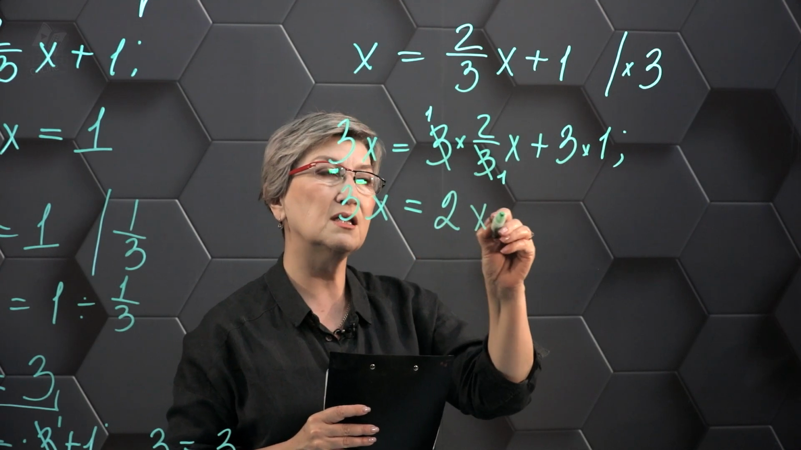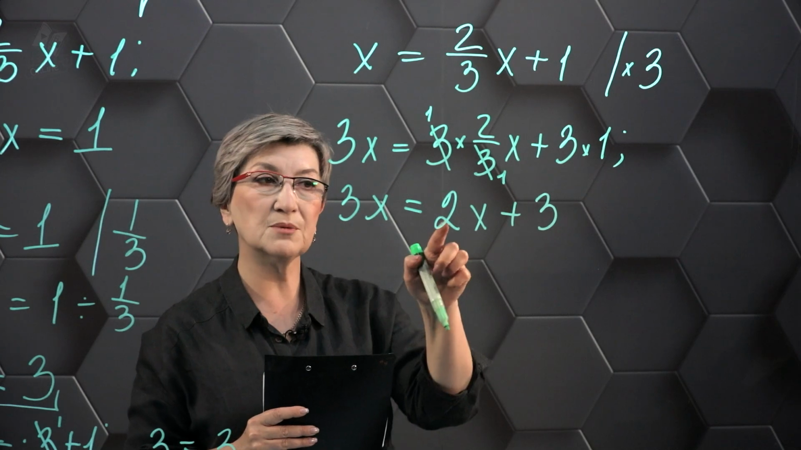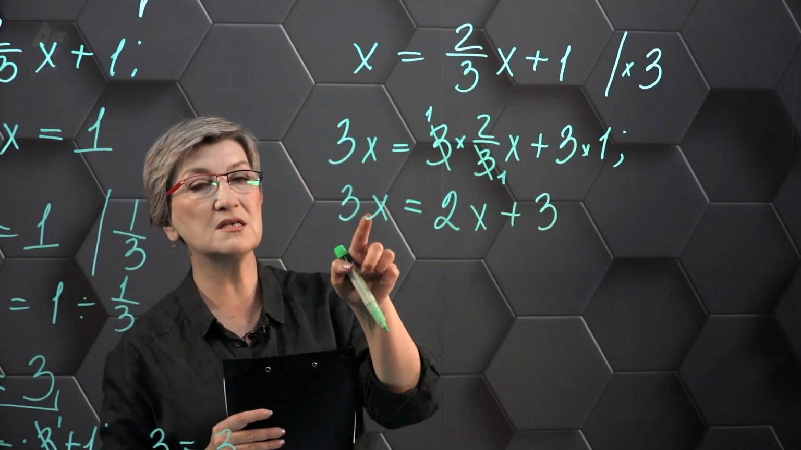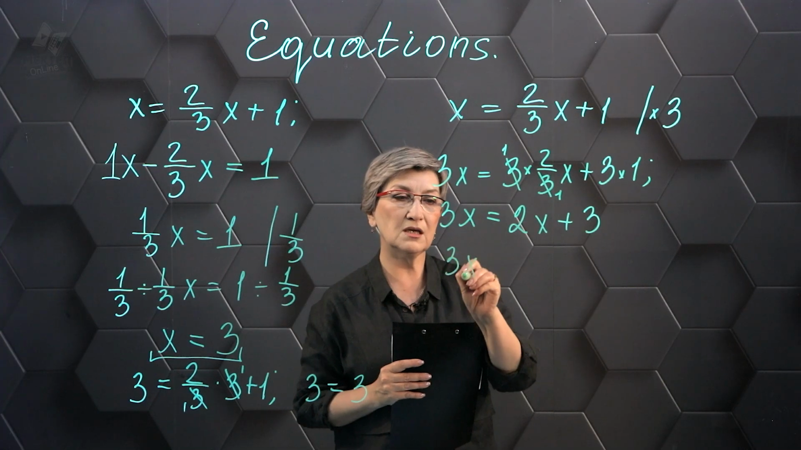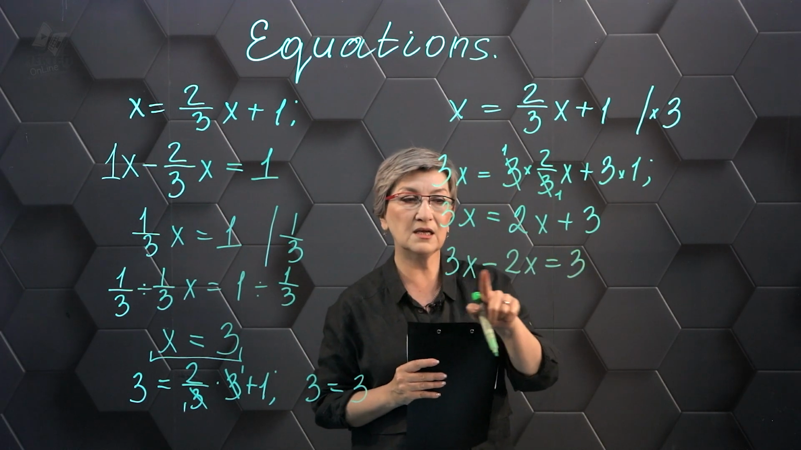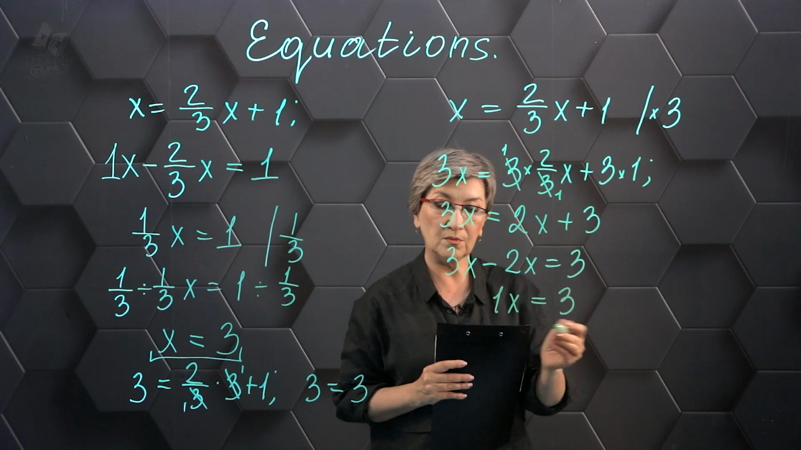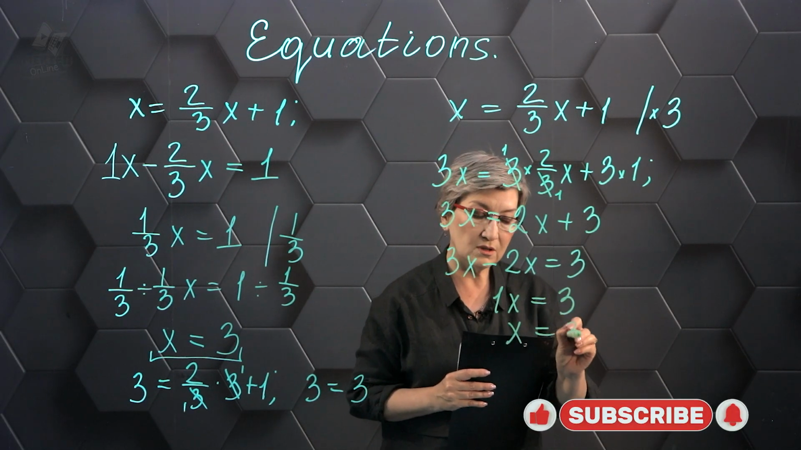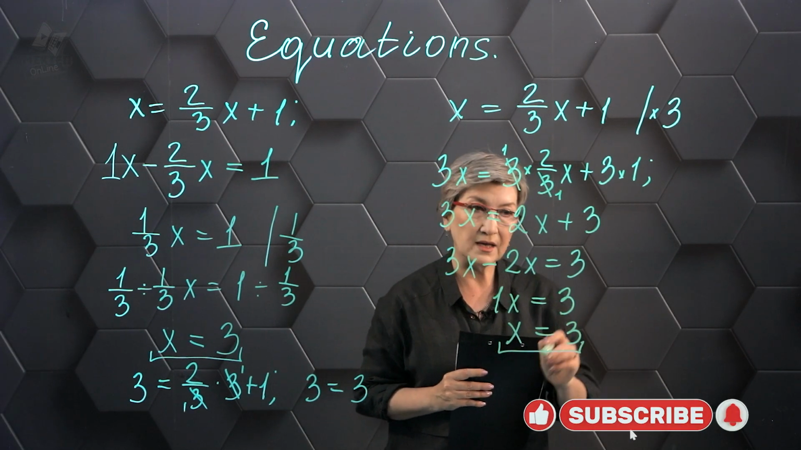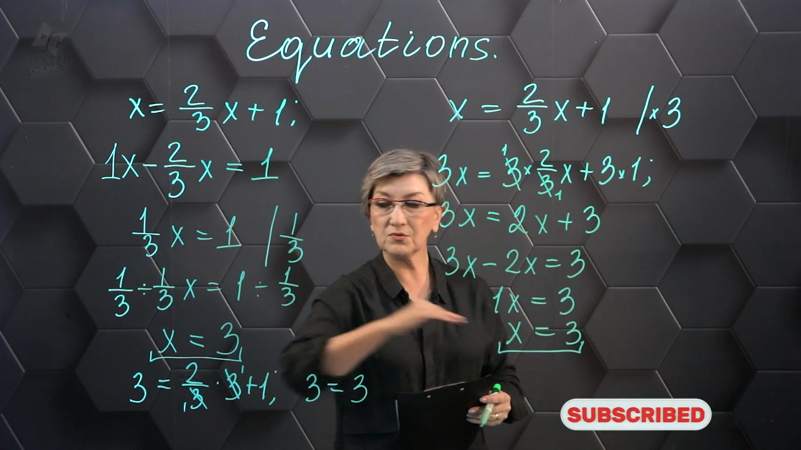The result is 2x plus 3. And then we can use our rule and move 2 x's to the left side. 3x minus 2x equals 3. And then 3x minus 2x is 1x. 1x equals 3, or x equals 3. Notice in both the first case and the second case, we got the same root.